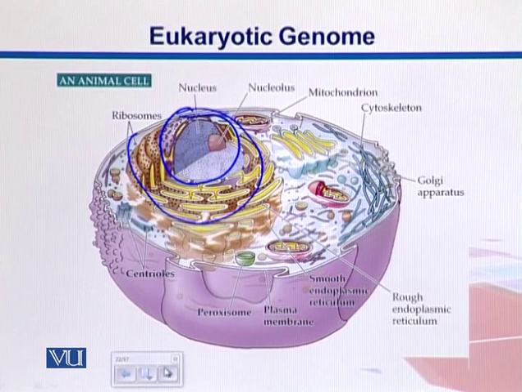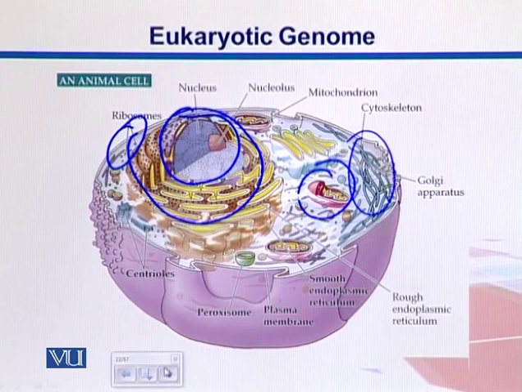For protein synthesis, we have ribosomes. For energy synthesis, we have mitochondria. We also see the cytoskeleton, which supports and keeps the structure of these cells intact. And the Golgi apparatus is concerned with secretions. So large, complicated membrane-bound organelles are present in the eukaryotes.